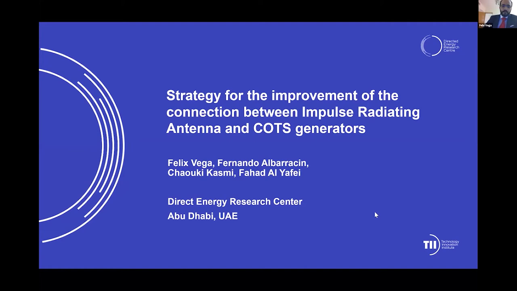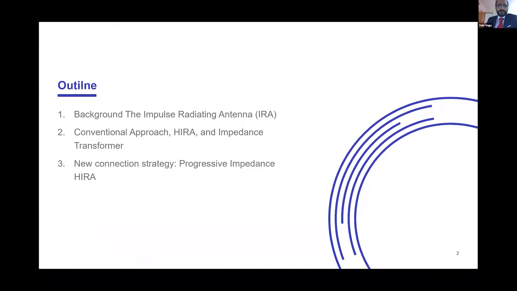So this is the outline of the talk. I will present background on the impulse radiating antenna. Then I'm going to explain the conventional approach for connecting the impulse radiating antenna using an impedance transformer to a 50 ohm generator. And afterwards, I'm going to go straight to our proposed solution, which is the use of progressive impedance feeders for the impulse radiating antenna.